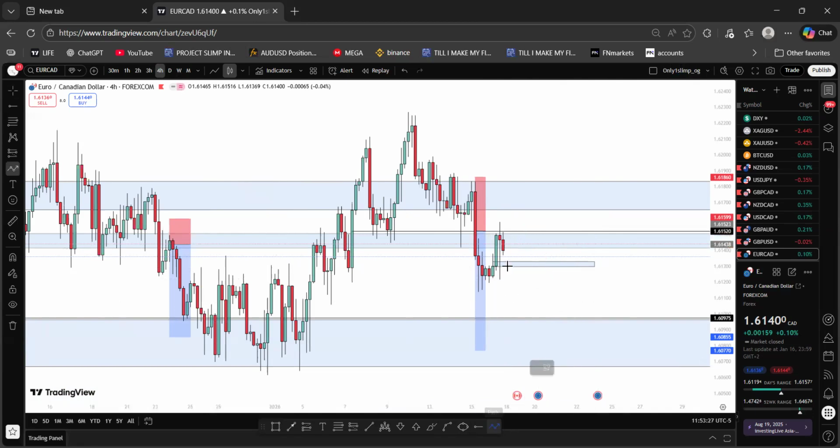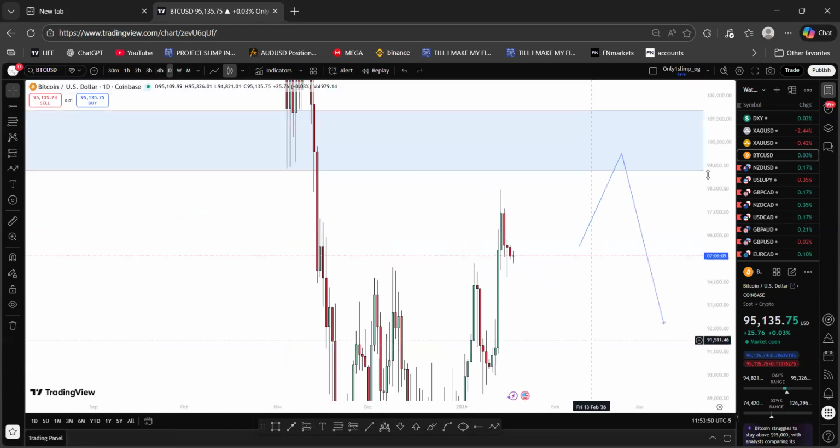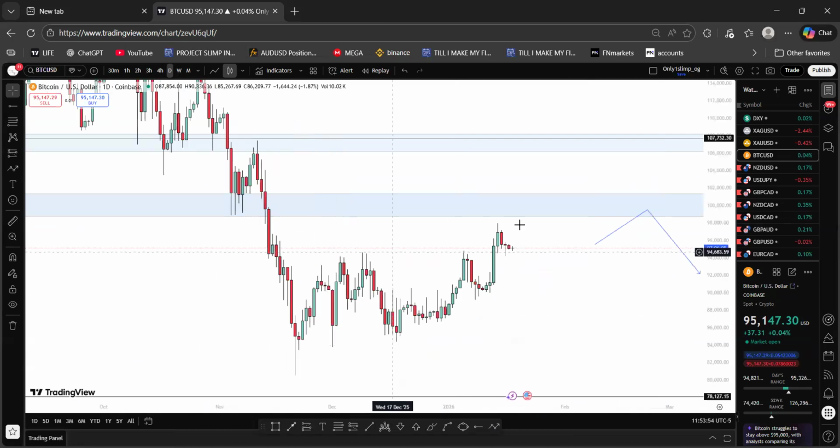But I'm looking for sales. Either it breaks below here and retests, or it breaks above a bit, then shifts there, then I can sell. So either way, I'll catch my sales. Then for Bitcoin, for now, I still wait for market to retest this zone here. Then we can sell.